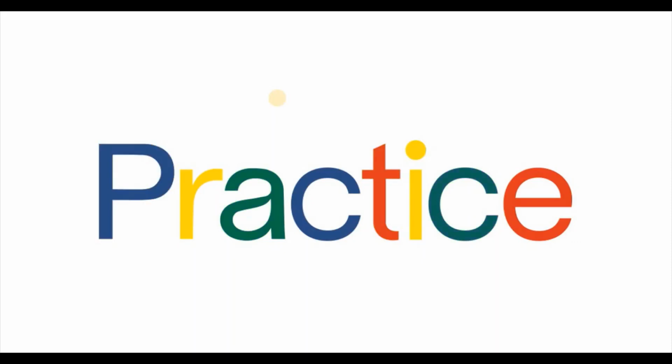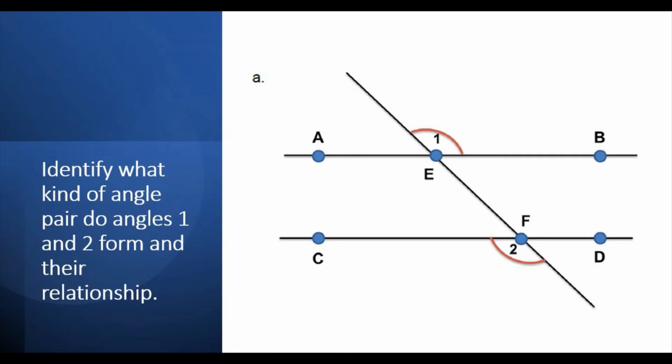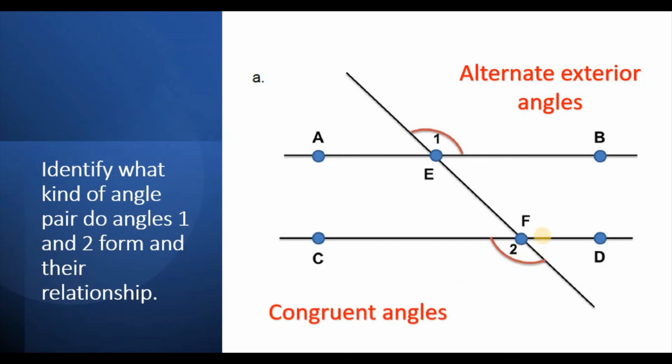So before we end this video, let's have first a practice. Let us know if you have learned from this video. The direction: identify what kind of angle pair do angles 1 and 2 form and their relationship. For letter A, what kind of angle pair do angles 1 and 2 form? So these are alternate exterior angles. And what is their relationship? They are congruent angles, meaning they are equal in measurement.